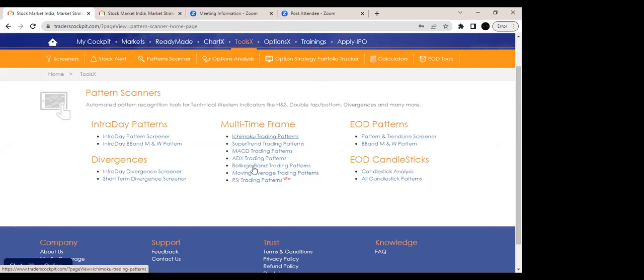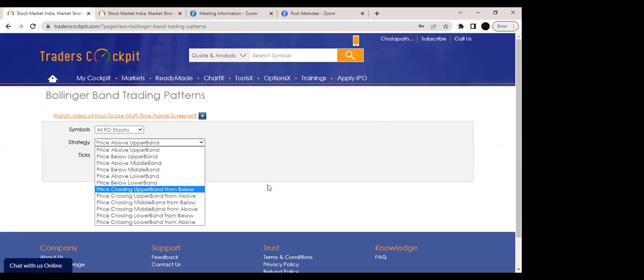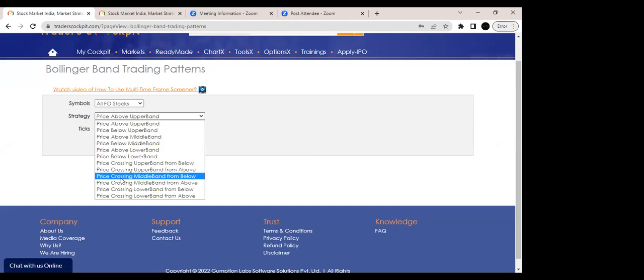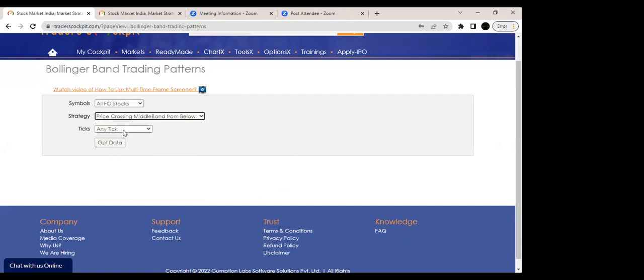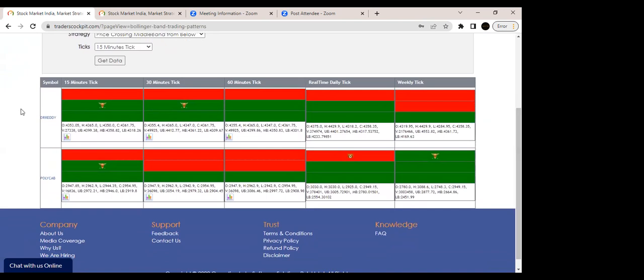I'll take, let's say, the Bollinger Band trading pattern here. I will choose price crossing above middle band, and I'll select the 15 minutes candlestick time frame, and click on get data. So this multi-time frame analysis is done now. Look at this, we got two stocks. This is the weekly time frame, daily time frame, 1 hour, 30 minutes, and 15 minutes. These are the 5 multi-time frames we see here.